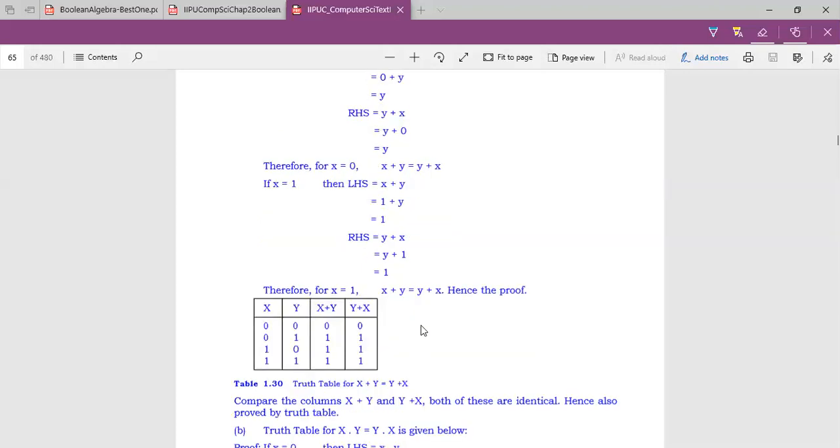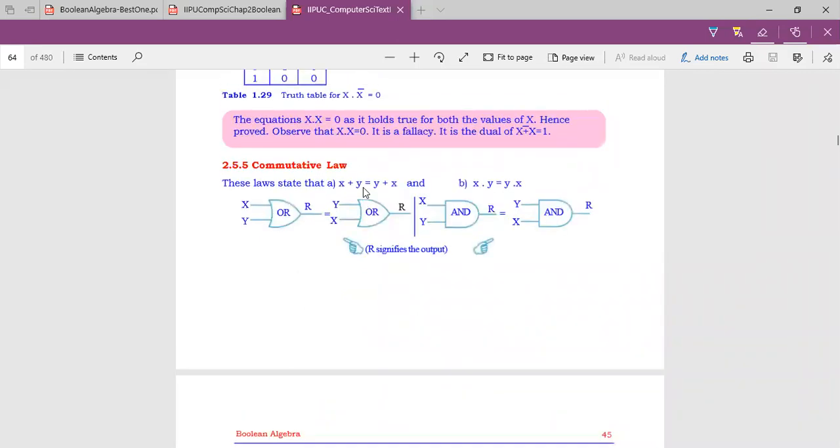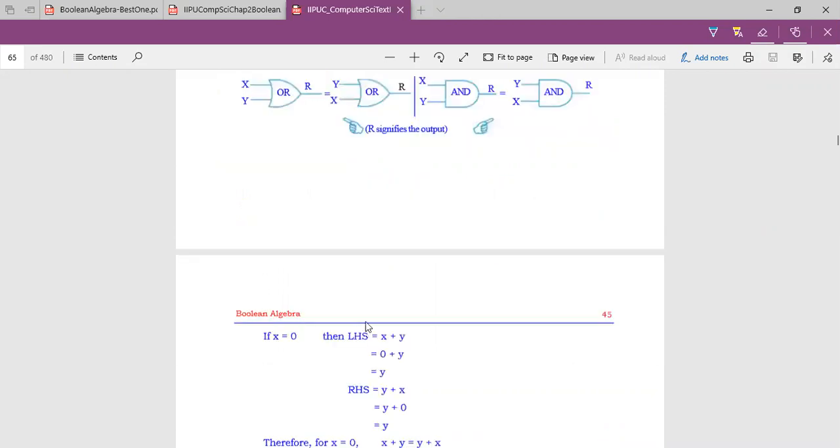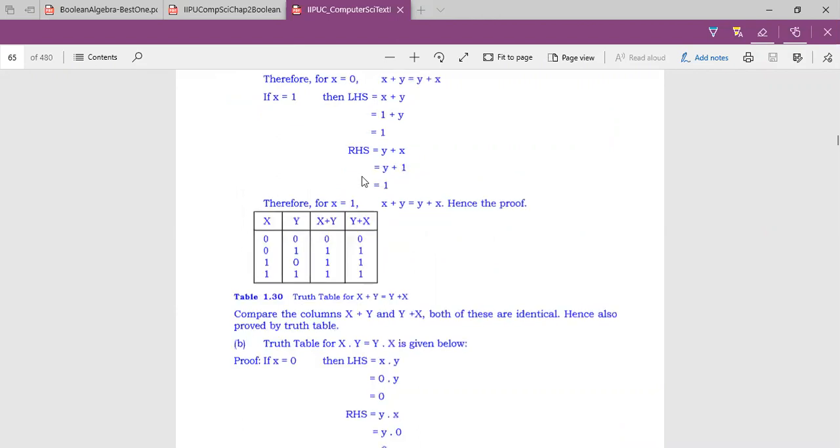Similarly, we can also prove x when y is 0 and y is 1, but it is not necessary. When you have an expression with the two variables x and y, there are four values, correct? x0, x1, y0, and y1. For all the four values also we can substitute. Then that becomes a perfect induction method.